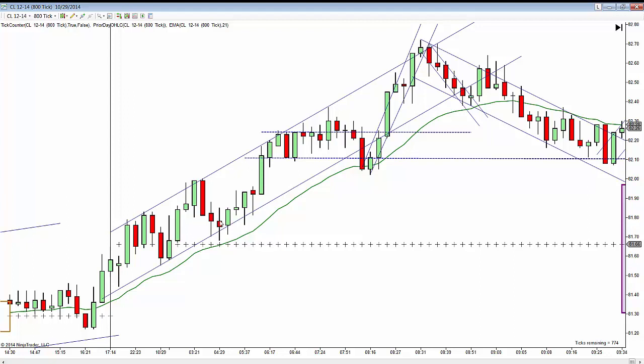Typically there'll be opposite color bars, and typically you want to enter a trade on the basis of the bar that's heading in the direction in which you want to trade. What I mean is, if you want to go long, your signal bar should be a bull bar. And if you want to go short, your signal bar should be a bear bar, and it should be a strong bear or a strong bull bar on the 800 tick chart.